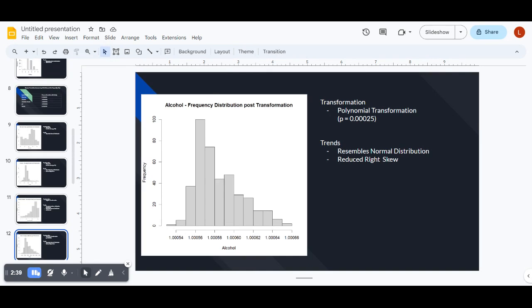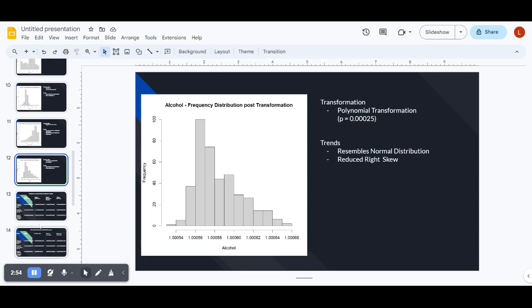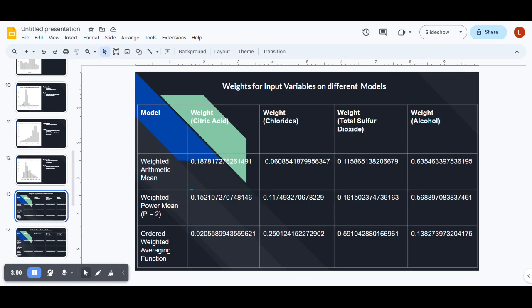After performing these transformations, it is important for us to scale our data. Scaling our data helps us to better interpret the weights that we receive from our aggregation functions, and the weights we receive are more comparable. We fit our data on three aggregation functions, and the weights received for each of the input variables can be seen in this table.